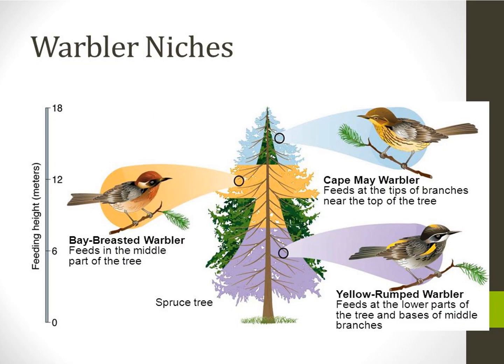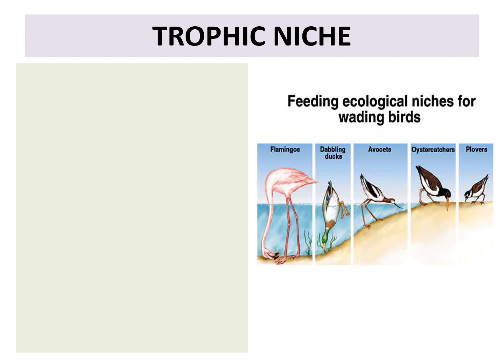See here, this is the case of warbler niches. On the same tree, these three important species, that is the bay-breasted warbler, Cape May warbler, and myrtle warbler, all three species occupy different positions on the same tree. So warblers have different niches.